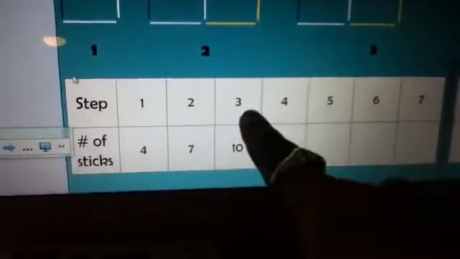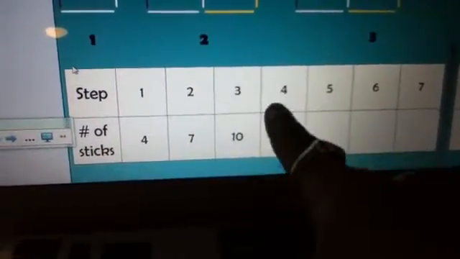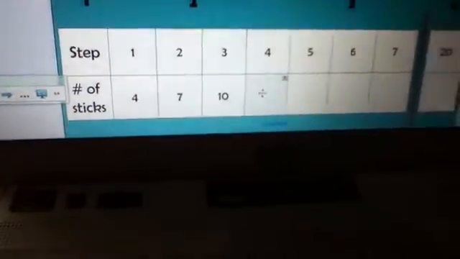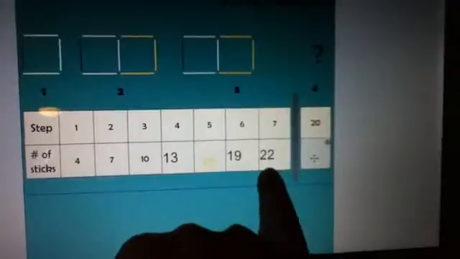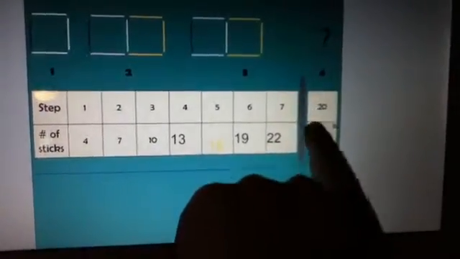So, if we're going for the step number right after, we know that we can add 3 more. Okay, so here we can go ahead and add 3 more. And 10 plus 3 is 13. 13 plus 3 gives us 16. 16 plus 3 gives us 19. 19 plus 3 gives us 22. Alright, now let's look at the next box that we have to fill out. Oh, 20 does not come after 7, so we know that we cannot add 3 to 22 to figure out how many sticks for this set.